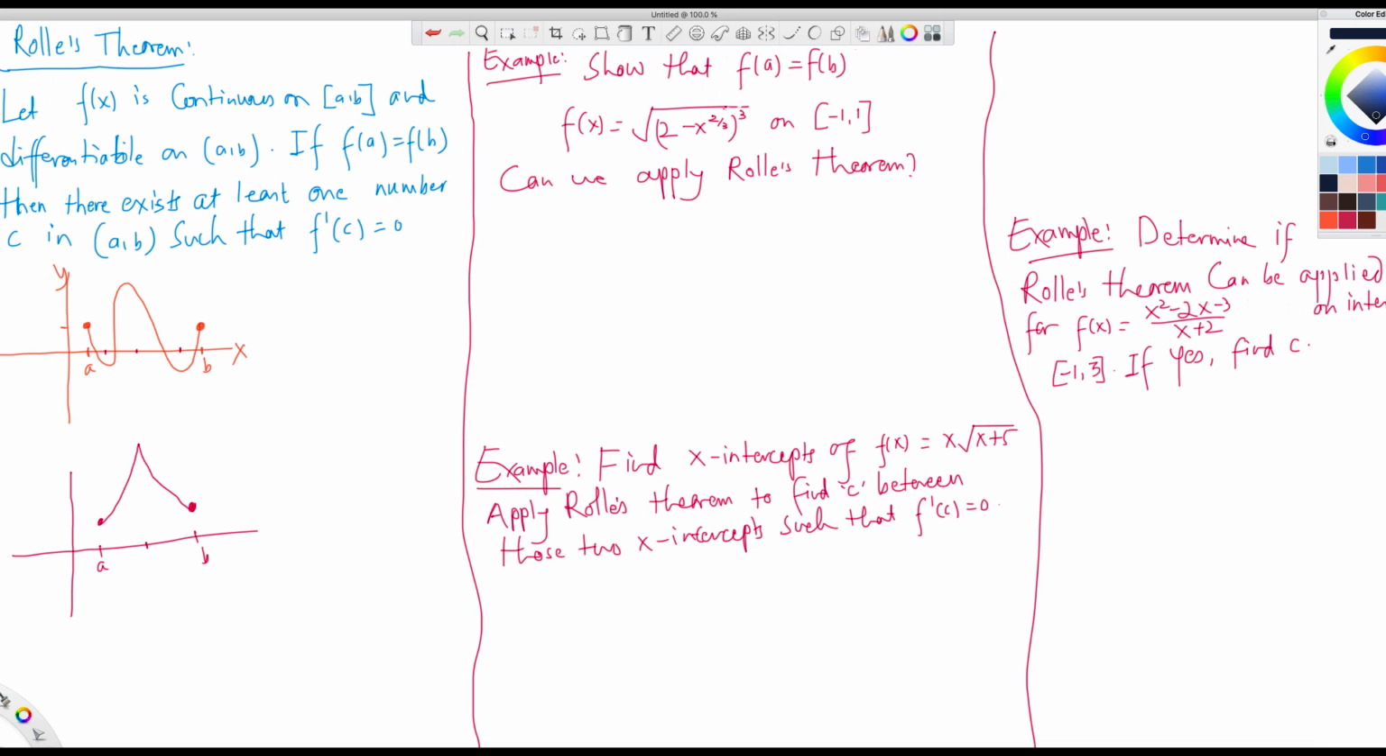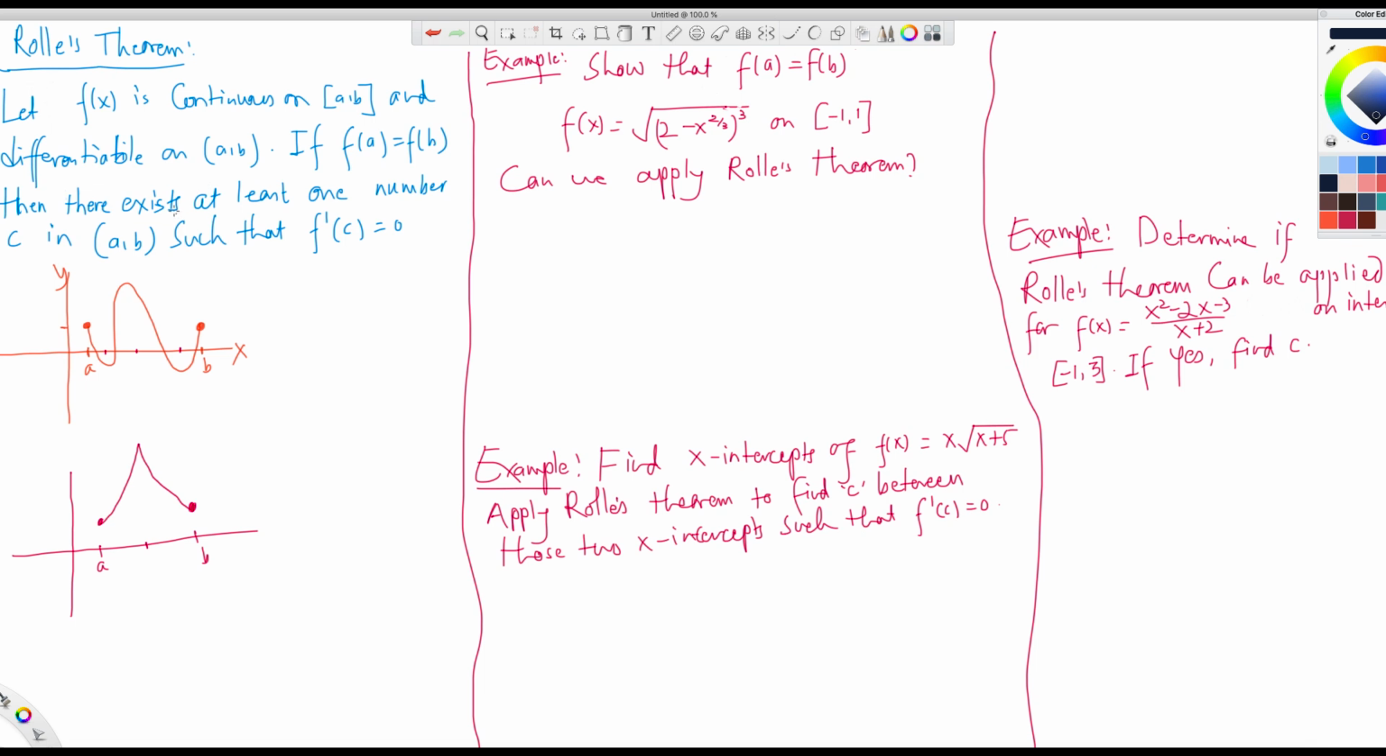In this video, we are going to talk about Rolle's theorem and the mean value theorem. Okay, so first of all, let us talk about the statement of Rolle's theorem. Let f of x be a continuous function on the closed interval [a, b] and differentiable on the open interval (a, b). If f(a) equals f(b), then there exists at least one number c in (a, b) so that f prime of c equals 0.